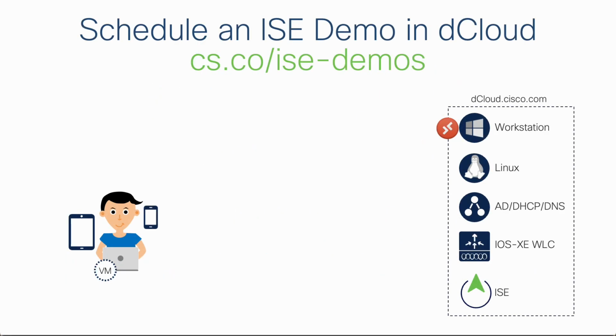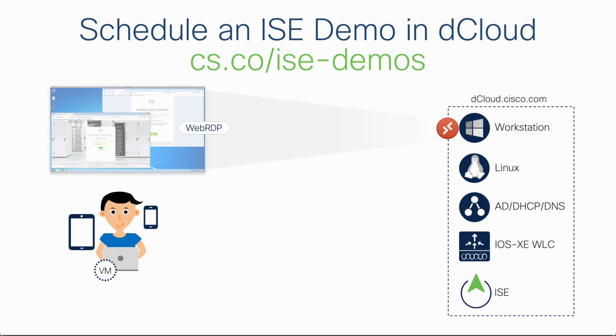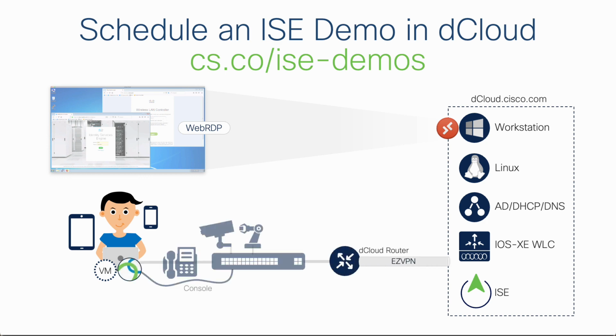dCloud offers everything you need for an ISE instant demo, hands-on demo, or proof of value, including a Linux host for trying ISE REST APIs and more. You may access all of the demo resources in dCloud via WebRDP in a Windows jump host, an AnyConnect client VPN, or a dCloud router with EasyVPN.